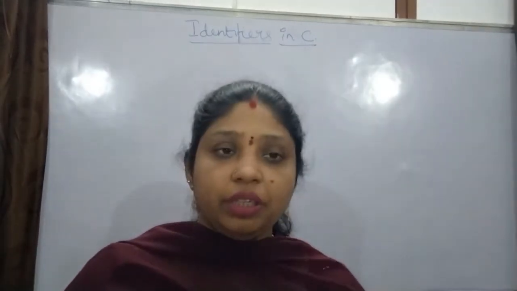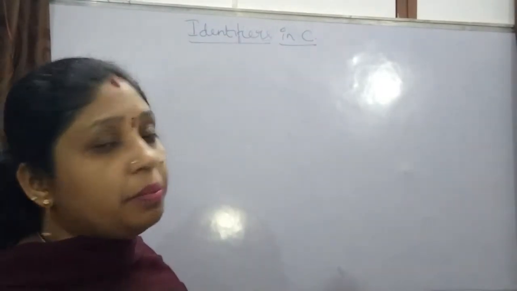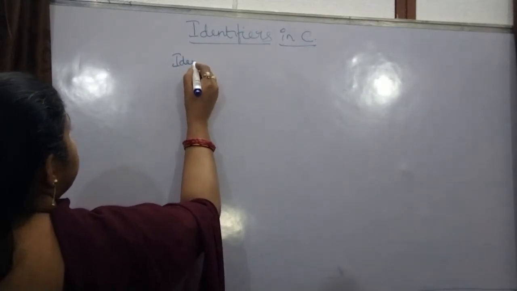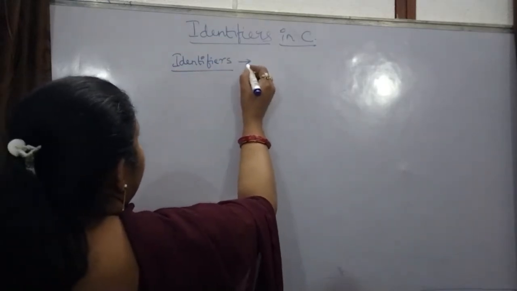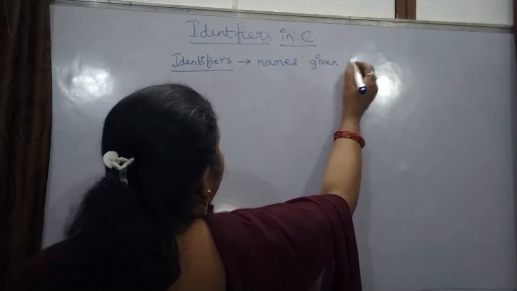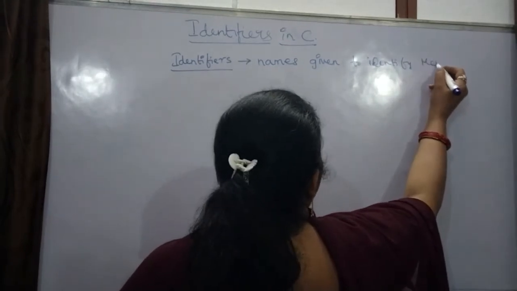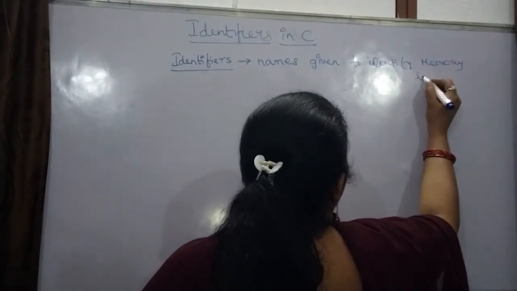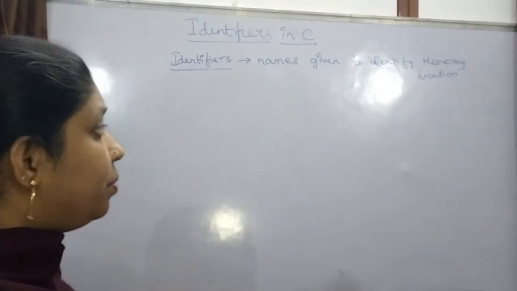Okay, now in this video I am going to explain about the identifiers. Last class we have learnt about keywords. Now in this video, identifiers. What are identifiers? Identifiers are those names given to identify memory location. So these are used to identify the memory location.